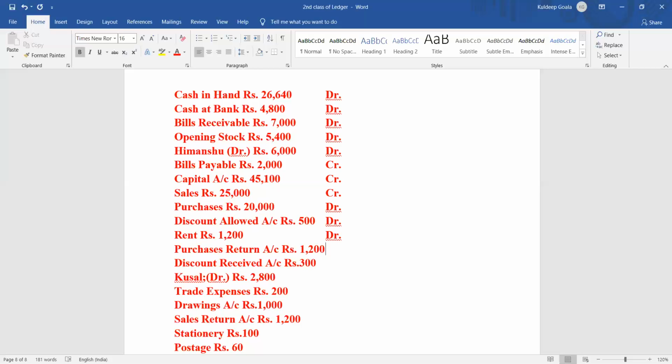Purchase account, purchase return, it is purchase then return, right? So it is going out, it will be credit. After that, discount received, it's a gain, it will be credit. Then Kushal, already it is mentioned debit, so it will be debit.